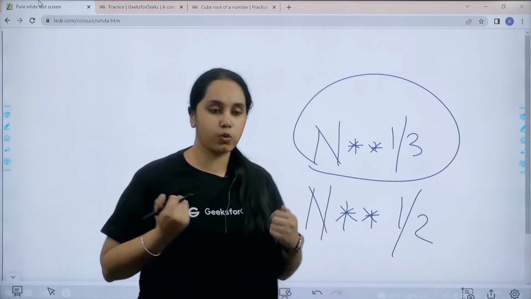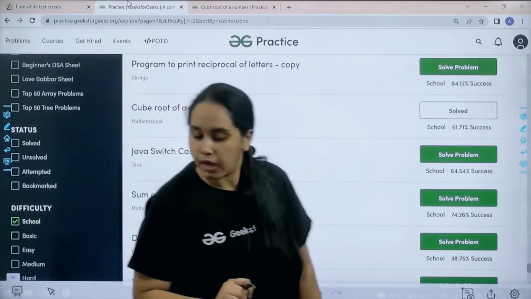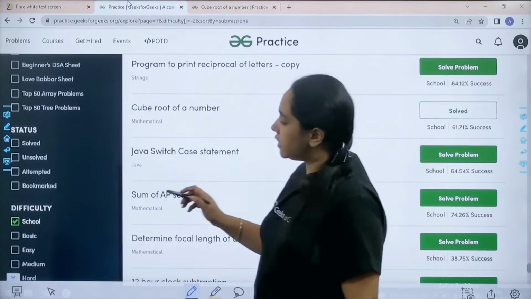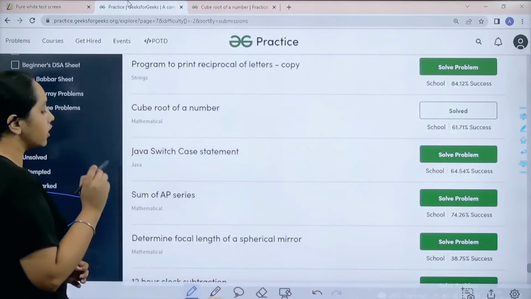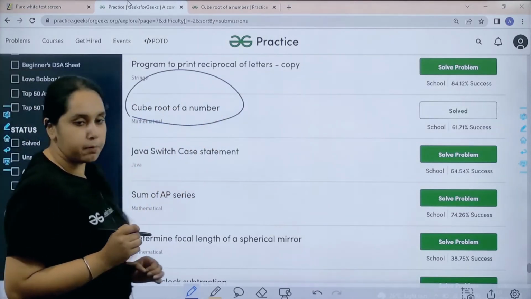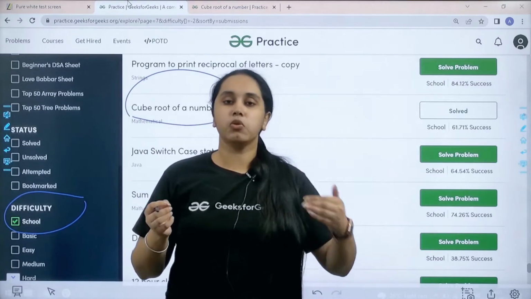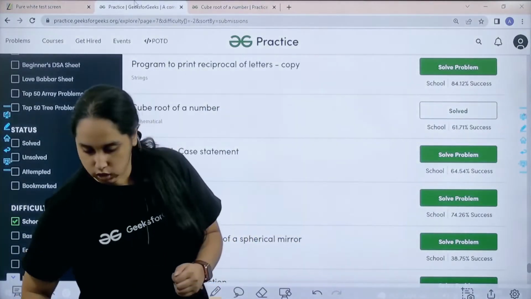Now let's solve the question. You need to go to the practice portal. In the practice portal, in the difficulty section, you need to choose school. After choosing school, you need to find the problem. The problem is cube root of a number. Once you find the problem, you need to click on solve. So let's solve the question.